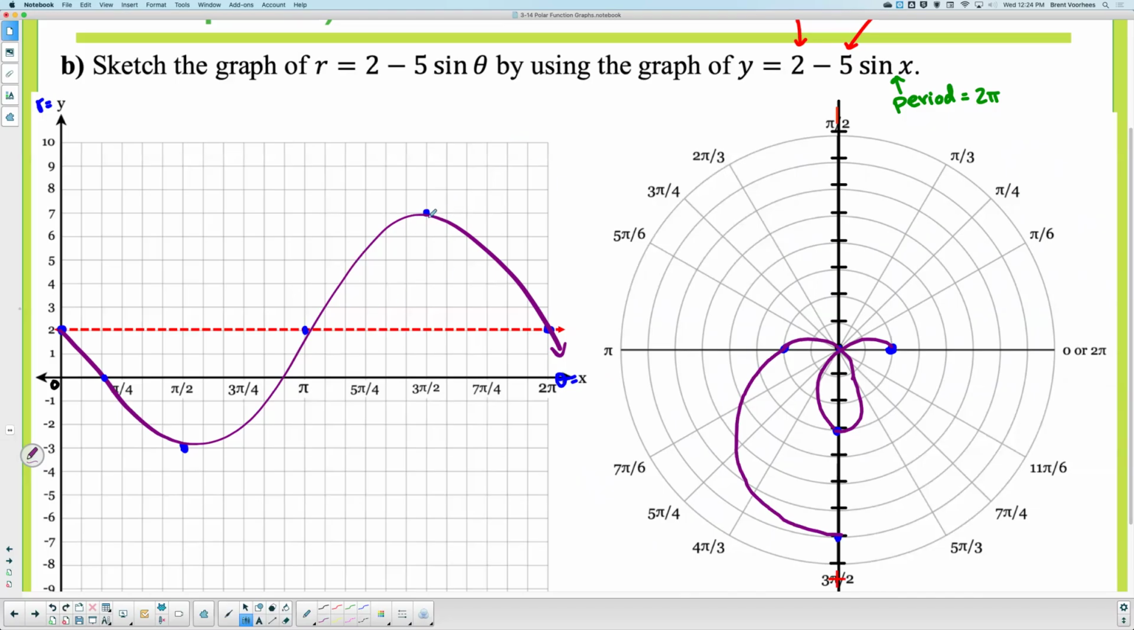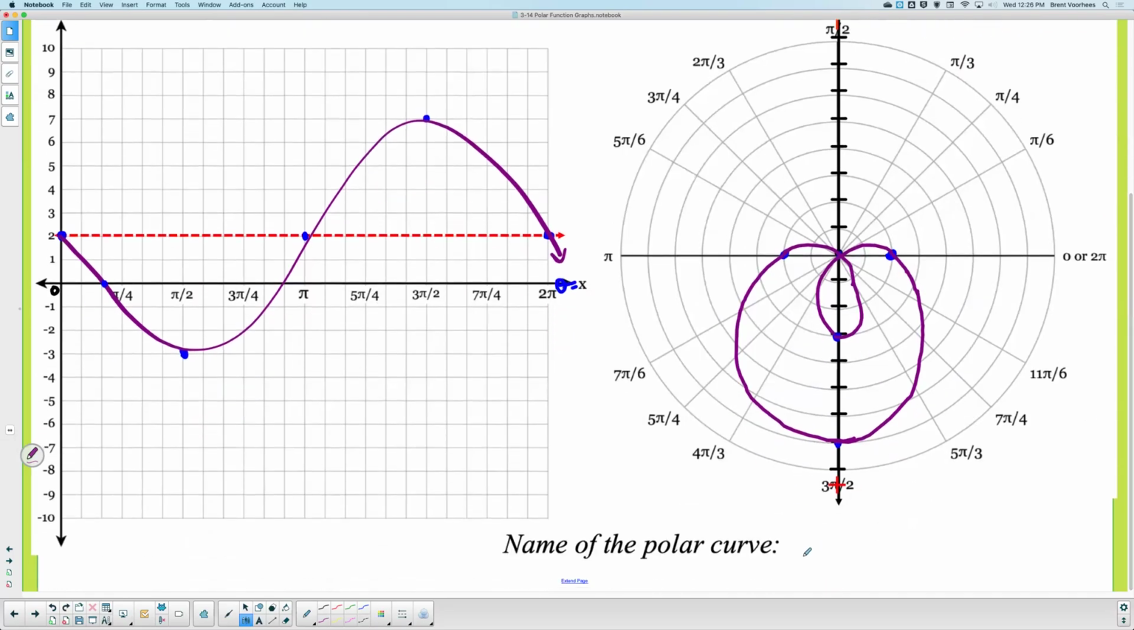And now, finally, from 3 pi over 2, my graph will increase or decrease? Decrease until we hit 2. So it's going to decrease. So my distance from the pole, which is the R value, is going to continue to decrease until I reach that point. And this was super ugly, so I'm going to try it again. It's going to continue to decrease until I reach that value. That right there is what we call a limacon.